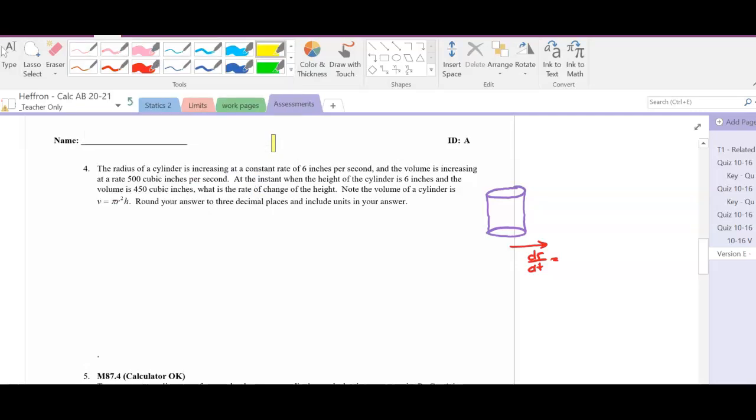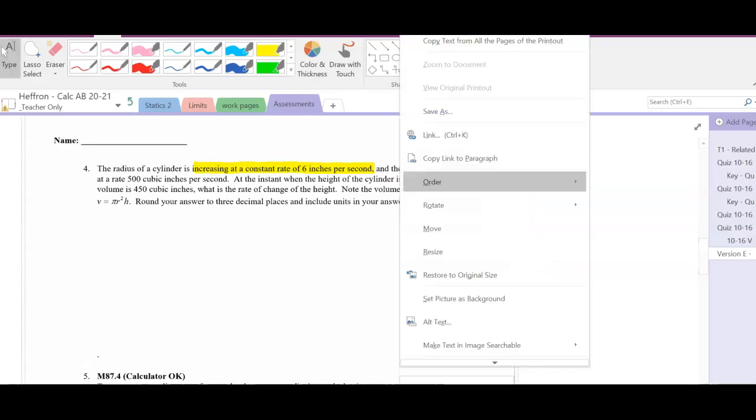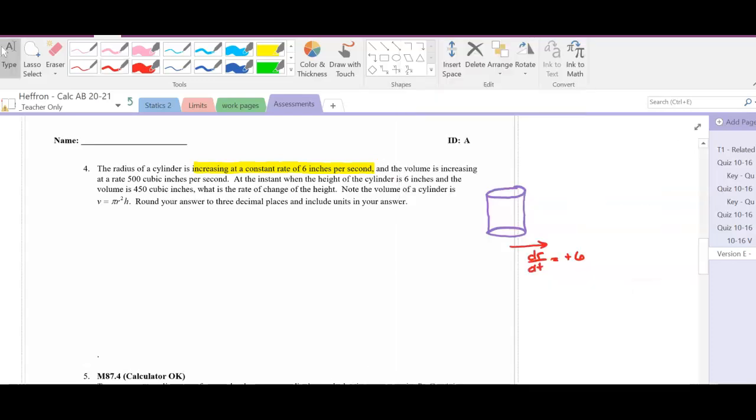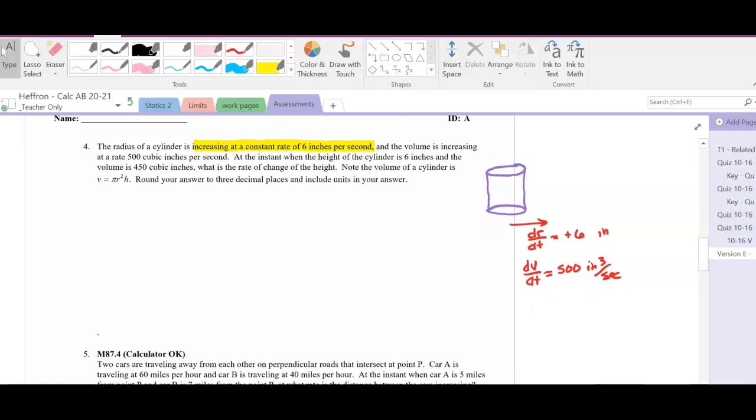In this case, I'm going to pick out my givens. The radius of a cylinder is increasing at a constant rate of 6 inches per second, so dr/dt equals plus 6. The volume is increasing, so that means dV/dt equals 500 cubic inches per second. It'll be inches cubed per second. This was just inches per second.